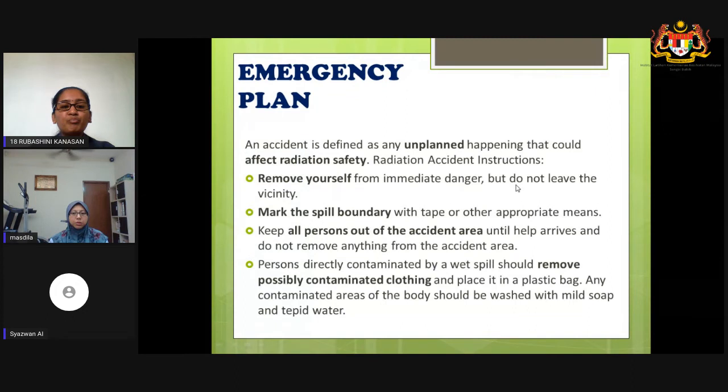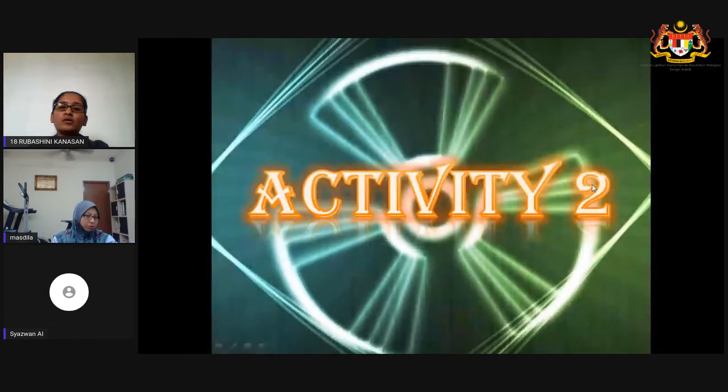Persons directly contaminated by a wet spill should remove their contaminated clothes. That's why, as I mentioned just now, they should keep extra clothing so they can change if it's contaminated. The contaminated clothing we should place in a plastic bag, and the body should be washed with mild soap and tepid water. Okay, that's all for my activity 1, and now I continue with my activity 2.